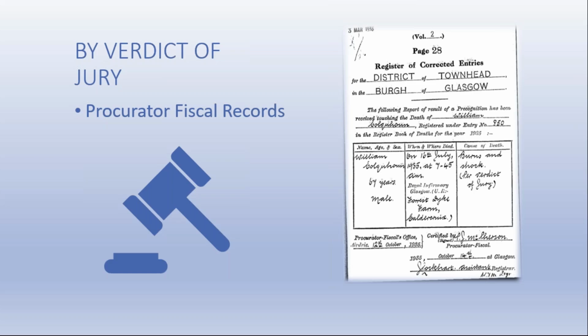We'll be looking at what you do if you find on the records things like by verdict of jury, and where to find those records. So we're going to be looking at the procurator fiscal records. Those are the records of a coroner.